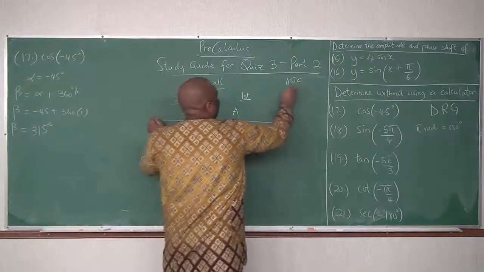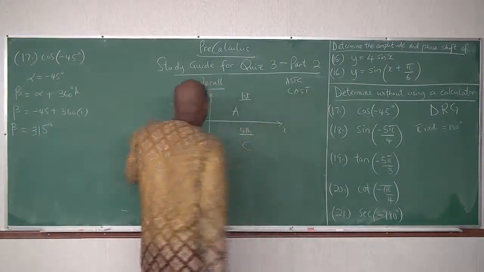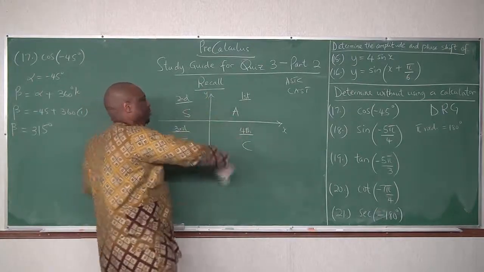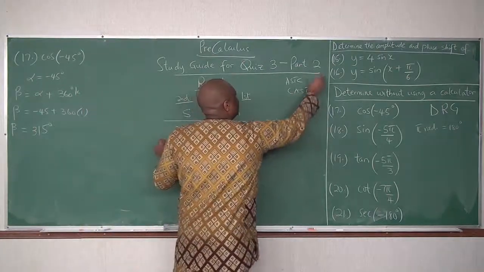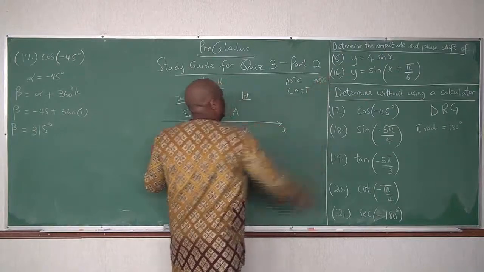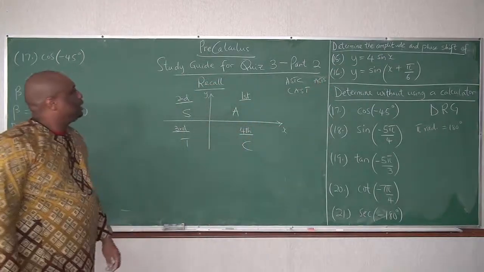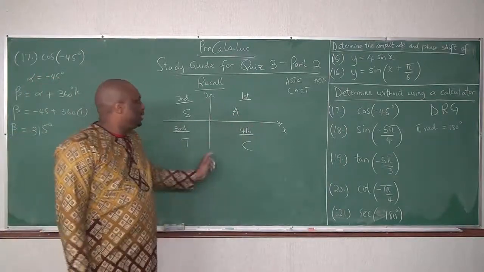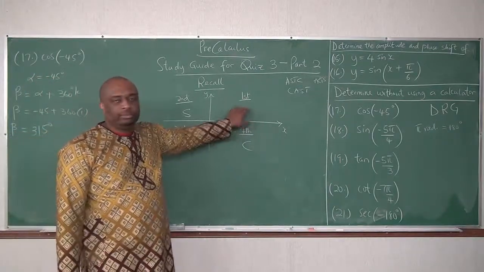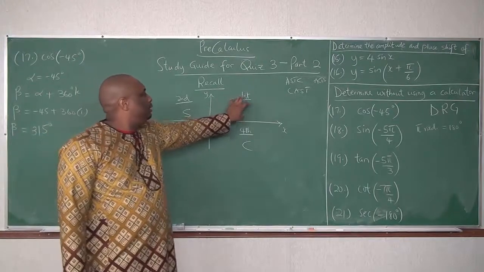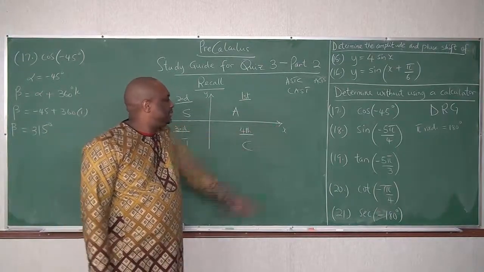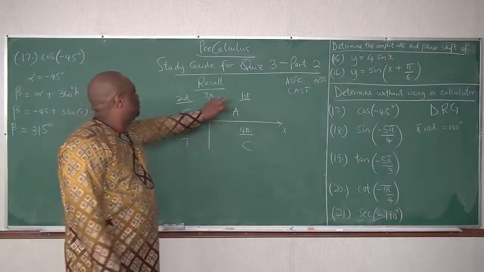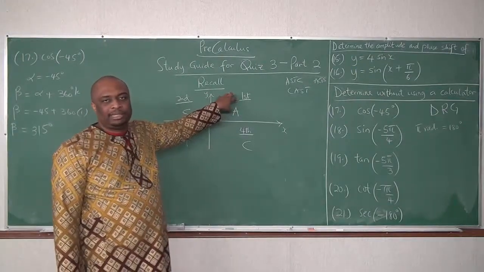Some textbooks might write CAST. Some textbooks might write ACS, if you're going in a clockwise motion from the first quadrant. Whatever you want to, just make sure, because this is the initial side. So I call mine ASC. All the functions here are positive.